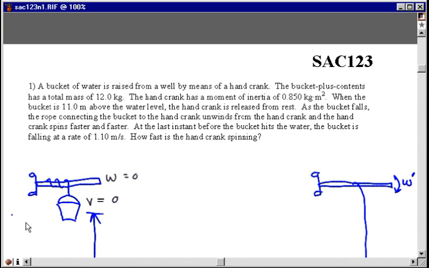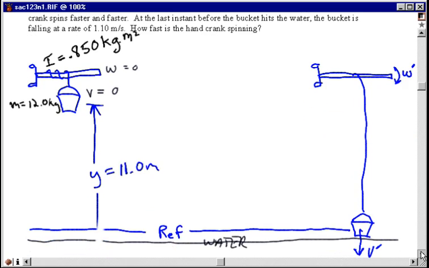M, I'll put that in a different color. The mass of the bucket is 12.0 kilograms. The moment of inertia of our hand crank is 0.850 kilogram meter squared. I think we've got all we need.